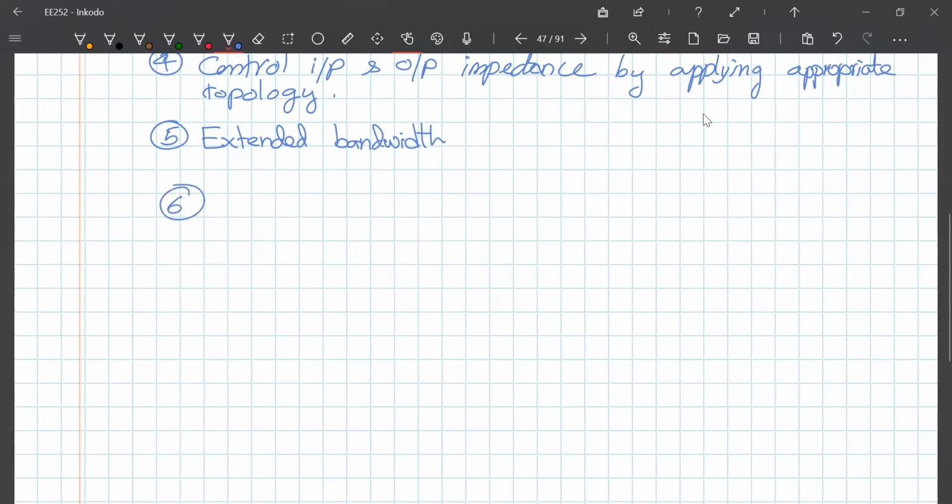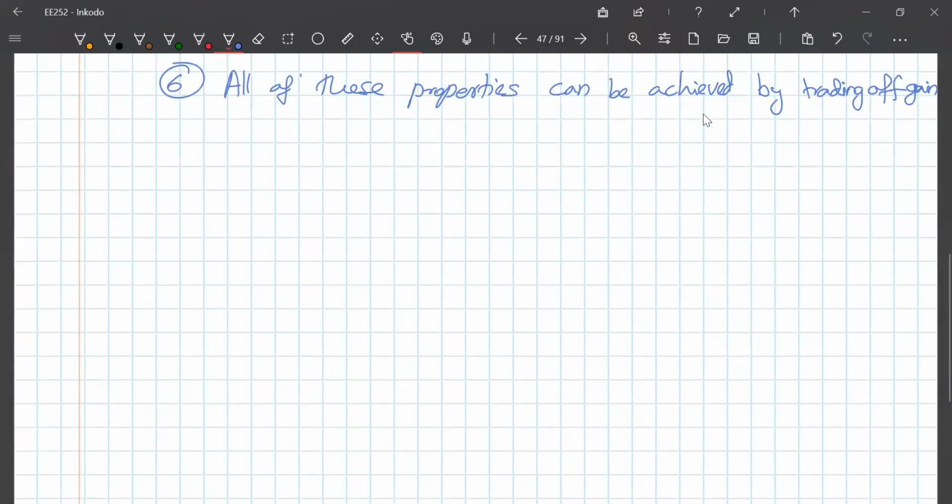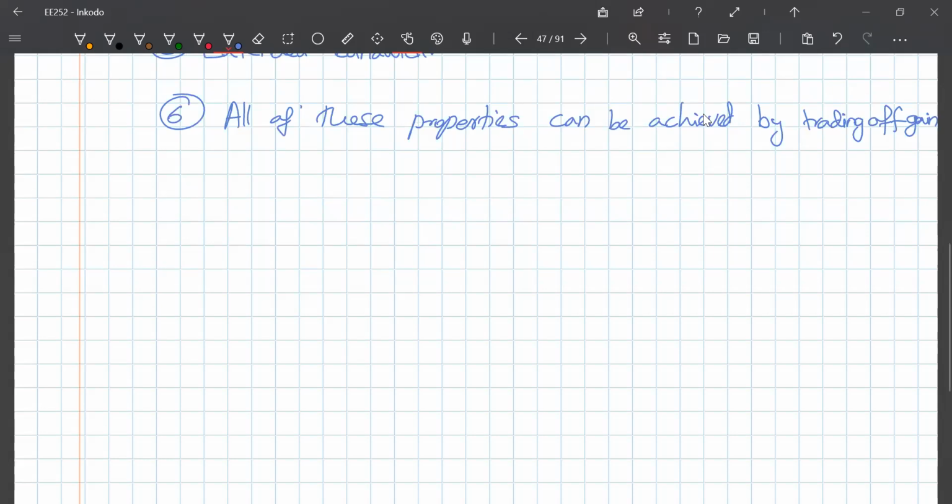All these are achieved by trading off gain. Gain has to be reduced from 100 to 10, some other value. All the above properties are desirable properties. We like to have all these properties. They can be achieved by trading off gain. That's the thing that we trade off to obtain the above things.